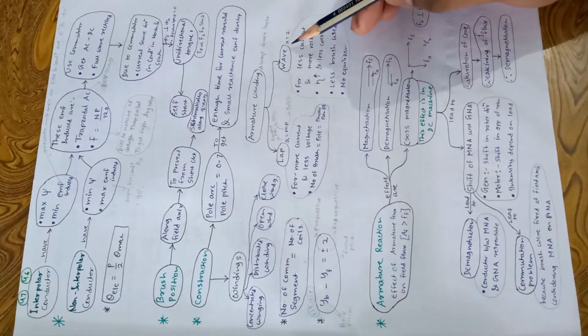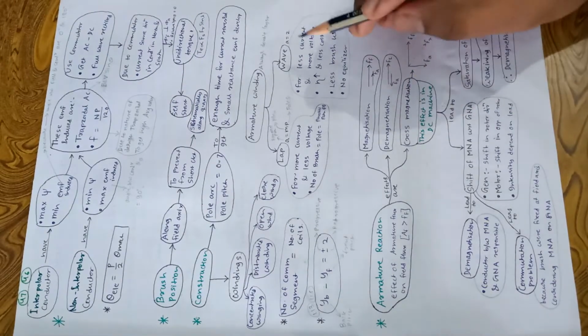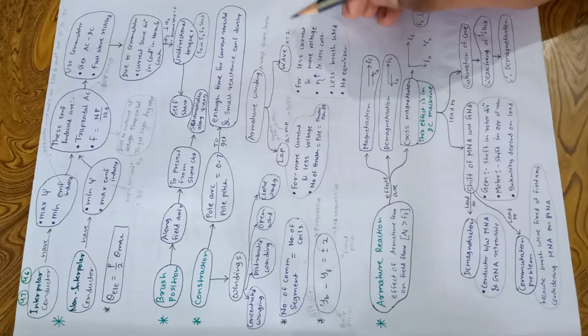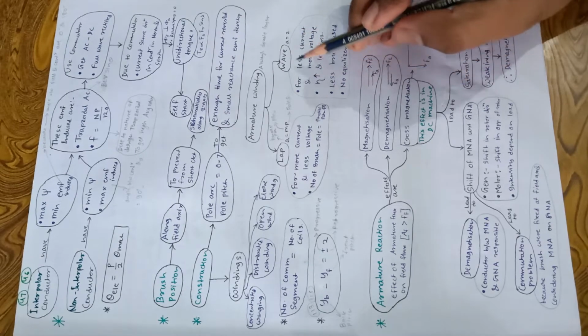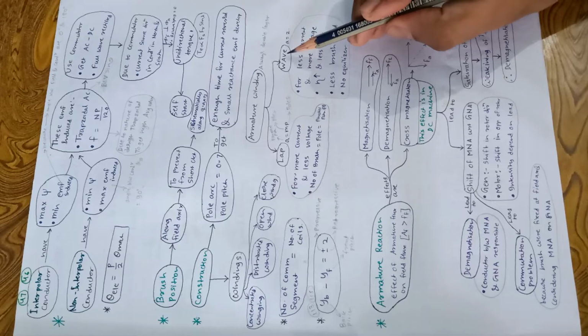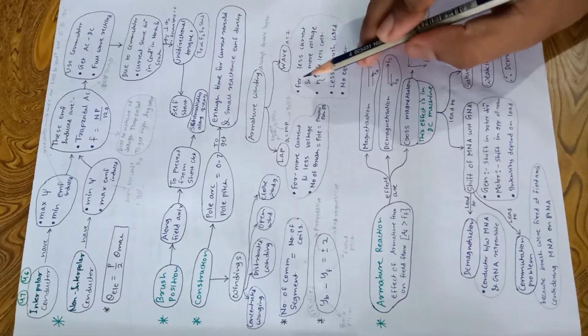Now, for wave winding, A is the number of parallel paths, okay. A is always 2. For wave winding, the number of parallel paths is always 2, okay, always. And if we use lap winding, then what happens?